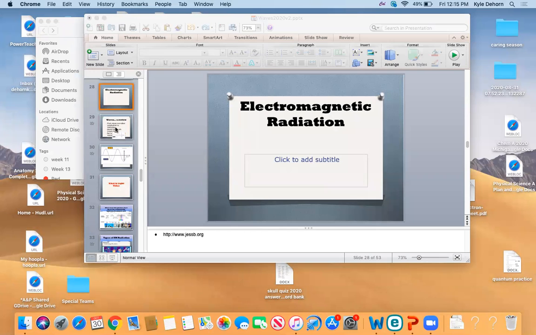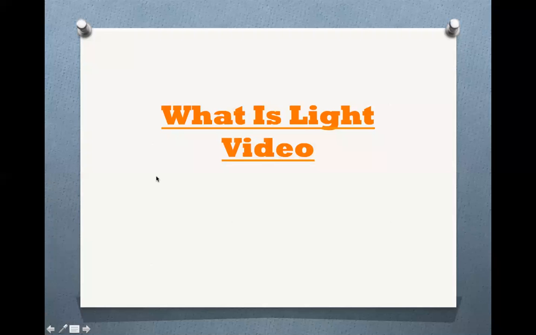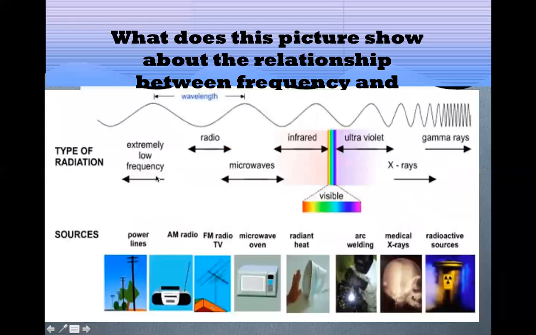All right, so back from the light video. Let's first just talk about this electromagnetic radiation spectrum. What we have here is the same chart that they showed in the video. These are the types of radiation or the types of light. What we have up here is the wavelength, and remember, frequency is the number of waves per unit of time.